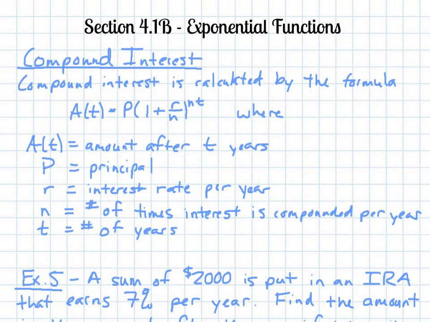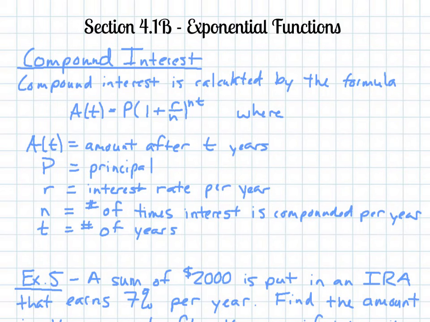So A of t is the amount of money that you make after a certain amount of years of it being in this account. P is the principal or the starting amount. R is the interest rate per year. N is the number of times interest is compounded per year, so like calculated and then put back into your account. And then letter t is the number of years that your money's in this account.